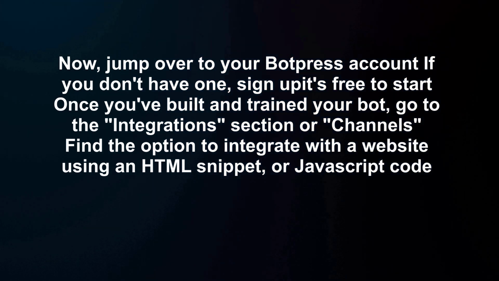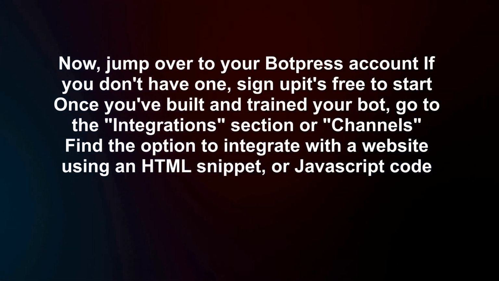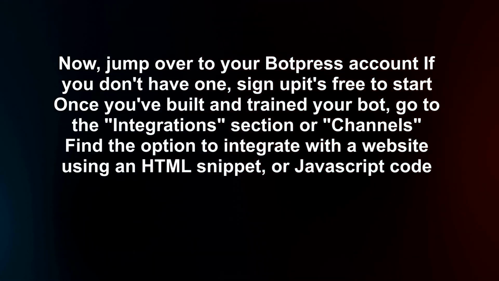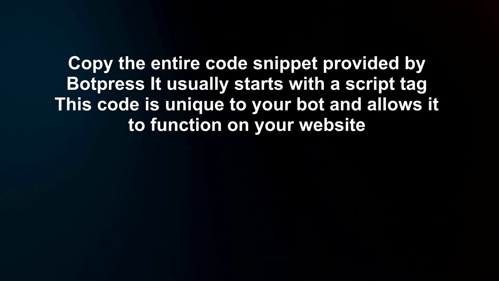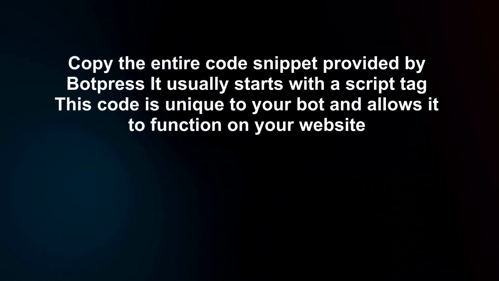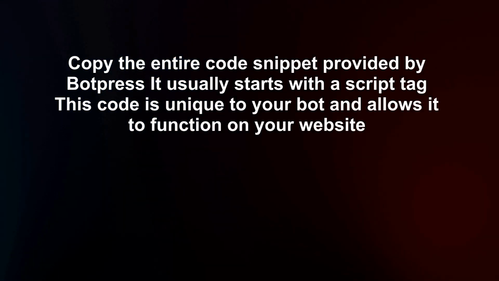Go to the Integrations section or Channels, find the option to integrate with a website using an HTML snippet or JavaScript code. Copy the entire code snippet provided by Botpress. It usually starts with a script tag. This code is unique to your bot and allows it to function on your website.